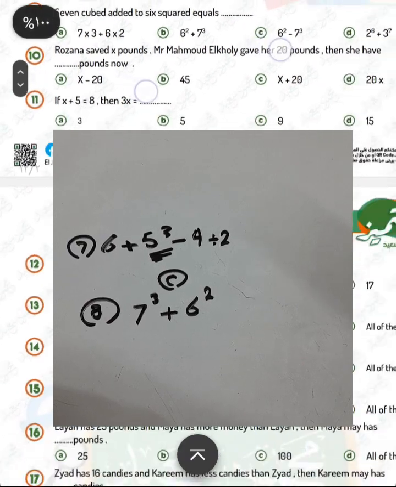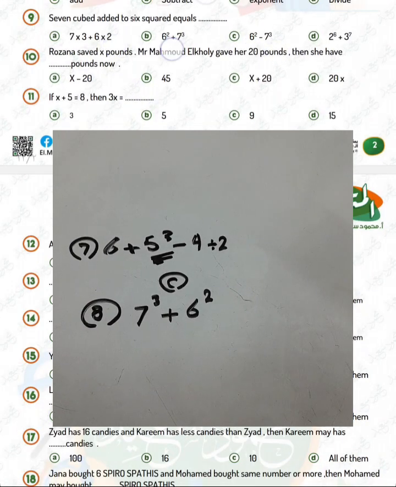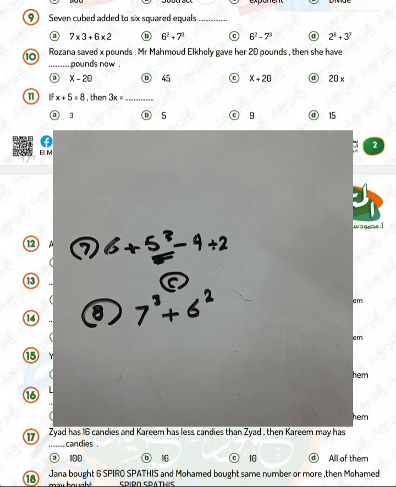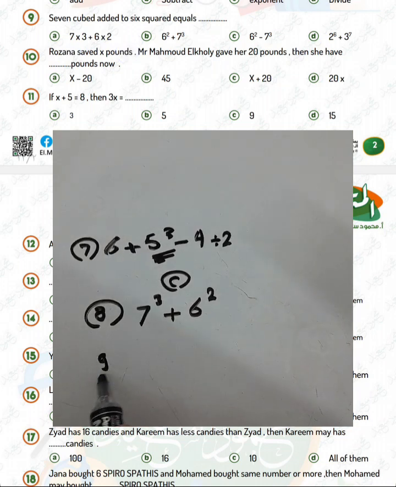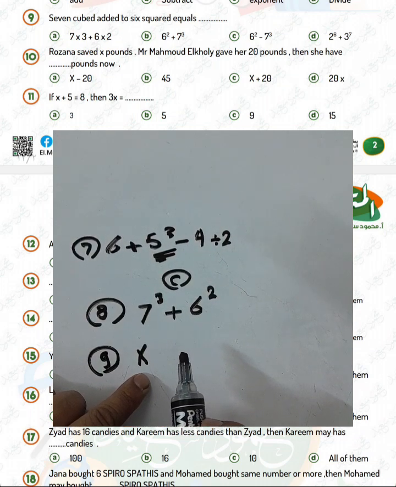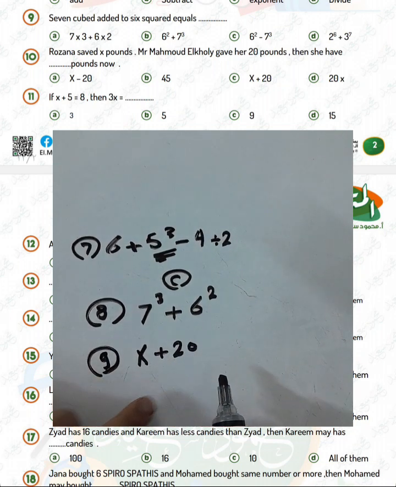Question 10. Rosina saved X pounds. Mr. Mahmoud gave her 20 pounds. Then she has blank pounds now. Rosina saved X pounds, so Rosina has now X pounds. And Mr. Mahmoud Al-Khuli gave her 20 pounds. It will be plus 20. Then you write X plus 20 about question number 9.